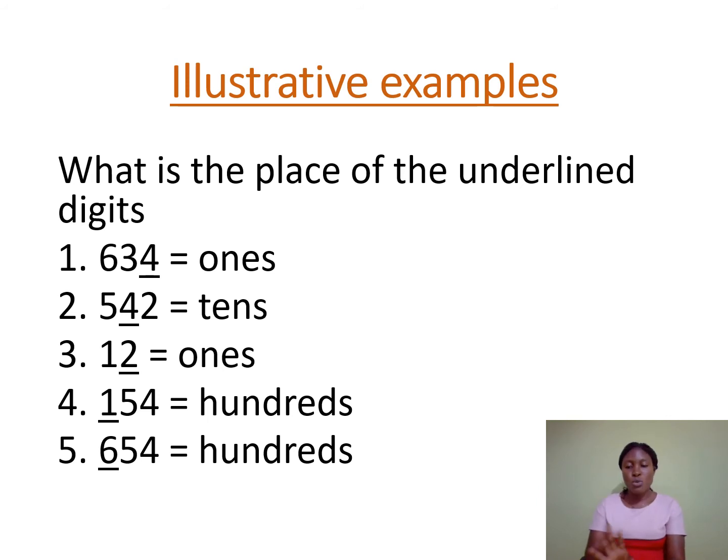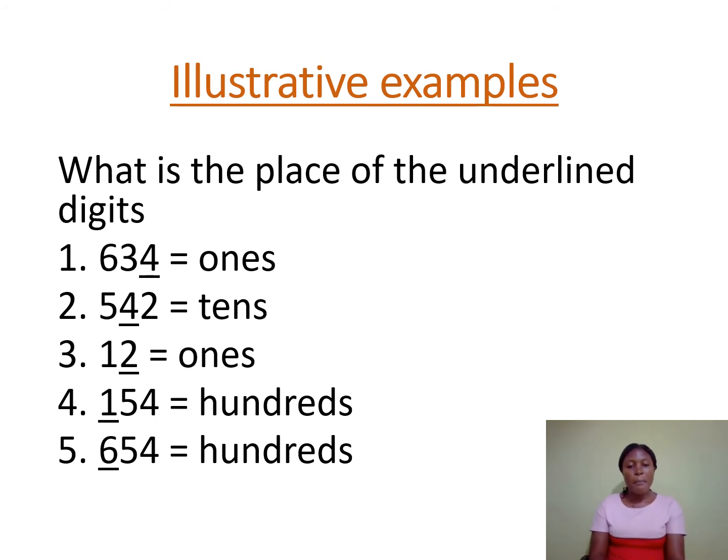We have the number 12. Now the underlined number or digit is 2. Now looking at 2, there is no number coming after it. So because of that, 2 is known to be ones, because it is one number digit or one number symbol. Good. Now let's move on to number 4.